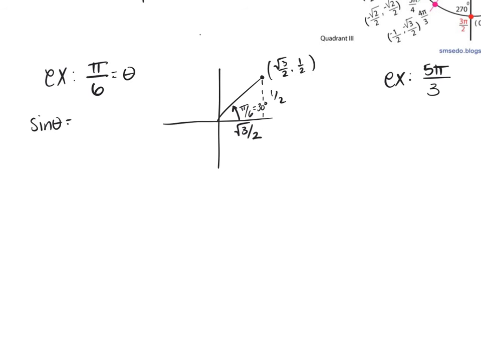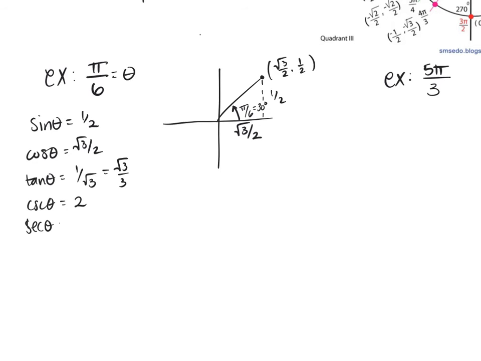Sine of theta is going to be 1/2. Cosine of theta is going to be square root 3 over 2. Tangent of theta will be the numerator over the numerator. This is square root 3 over 3. Cosecant of theta is going to be 2. Secant of theta is going to be 2 over root 3, which rationalizes to 2 root 3 over 3. And cotangent of theta is going to be root 3. Okay? So there are all our answers.